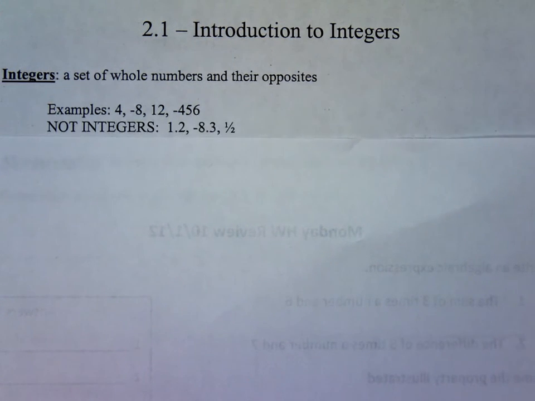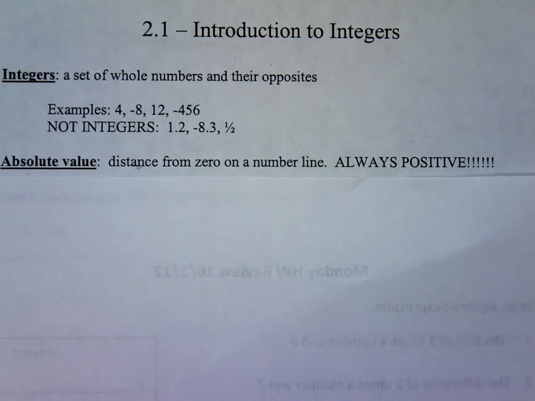What is not an integer is anything with a decimal or a fraction. For example, 1.2, -8.3, and 1/2. So when we're talking about integers, we're talking about whole numbers and their opposites, which means negative numbers. Absolute value is the distance from 0 on a number line. It is always positive. We will talk about absolute value as we work down below.